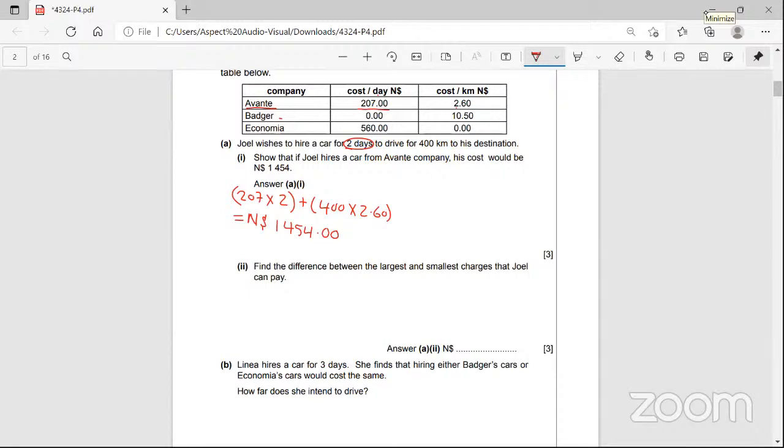So that amount will be what? It only charges $10.50 per kilometer. How many kilometers? It is 400 kilometers. So that one will be 400 multiplying by 10.50, because it actually charges that amount per kilometer.